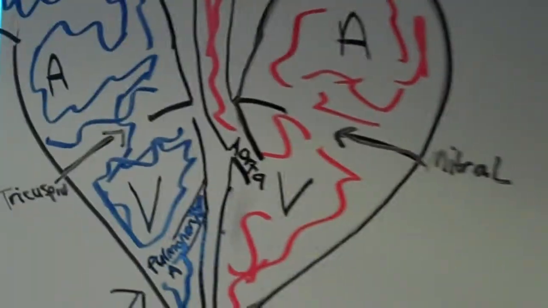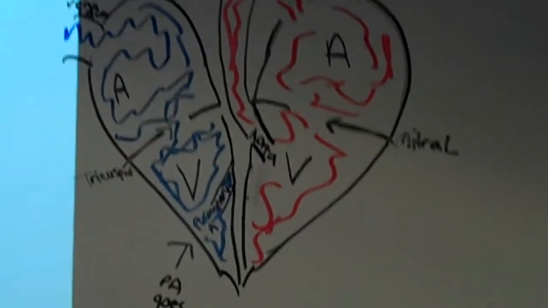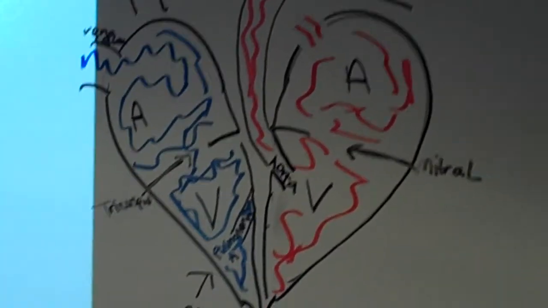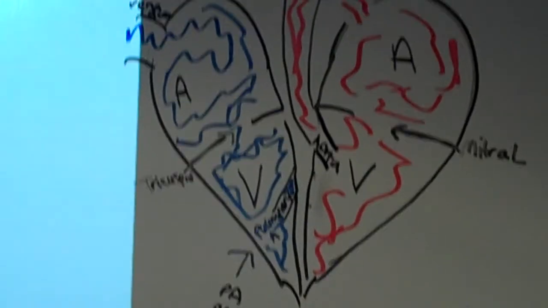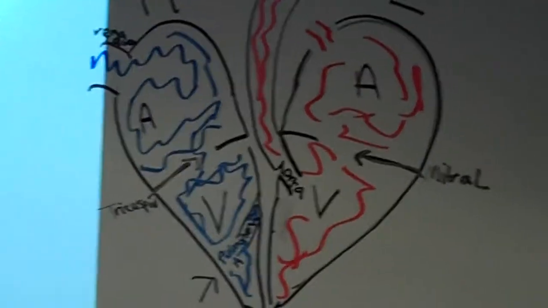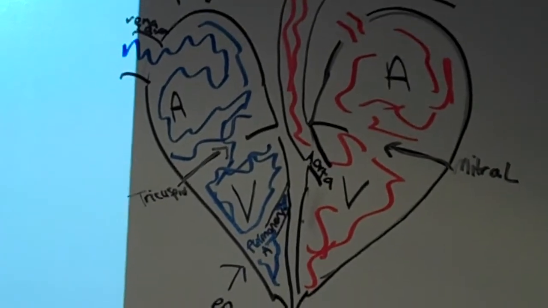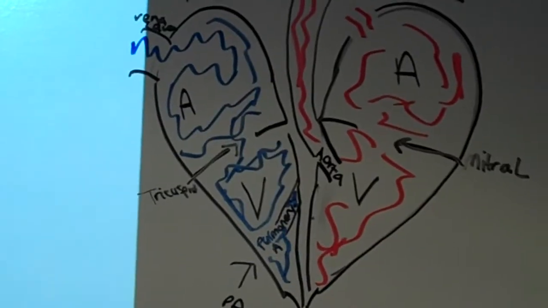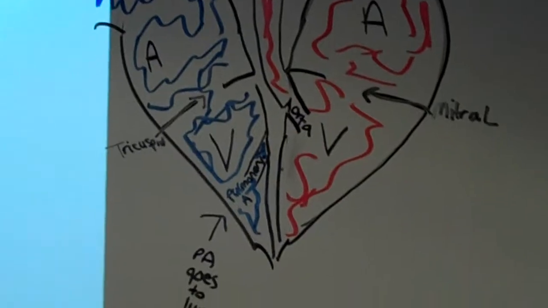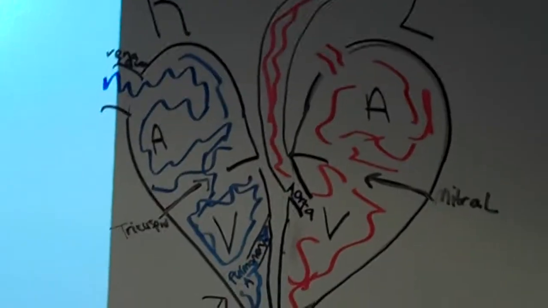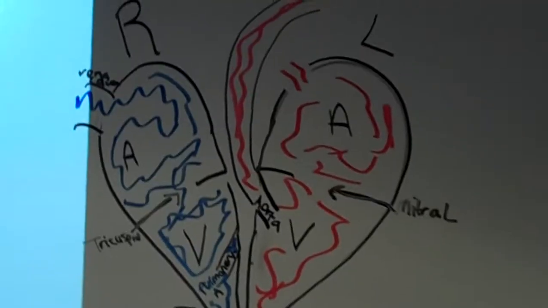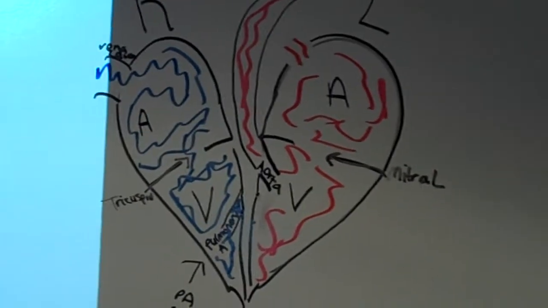If you understand the normal blood flow of the heart, and that pressure on the left side of the heart is always, or should be, greater than pressure on the right side, then you should be able to make sense of all your congenital heart defects that we'll talk about in just a second.